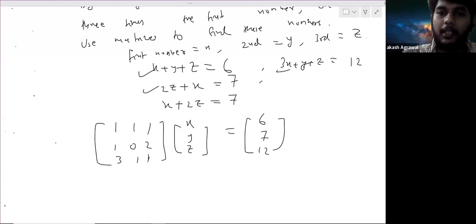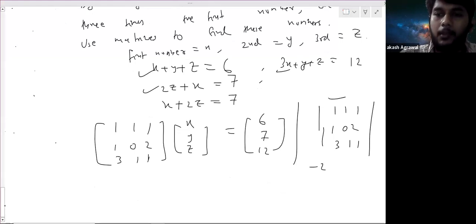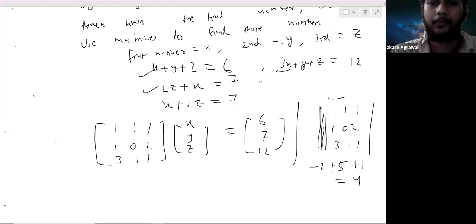So first let's find the determinant of A. So 1 1 1, 1 0 2, 3 1 1. Let's expand it. 1 times 0 minus 2, minus 1 times 1 minus 6, minus 5, plus 5, 1 times 0 plus 1. So is it 4, the determinant? Or did I make any calculation mistakes? Everyone? No, sir, it's 4. It's 4, okay.